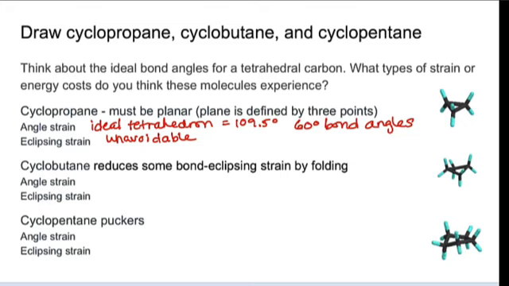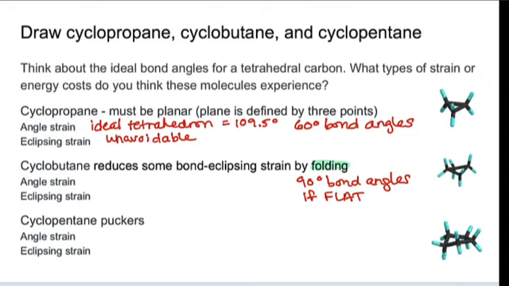Then we get into 1 carbon larger, that's cyclobutane. Here we have 90-degree angles, and that's only if it's flat. And so what can happen here is that the molecule folds up, and the image on the right-hand side just doesn't show it quite as well as a model kit would if you had one and could build it.